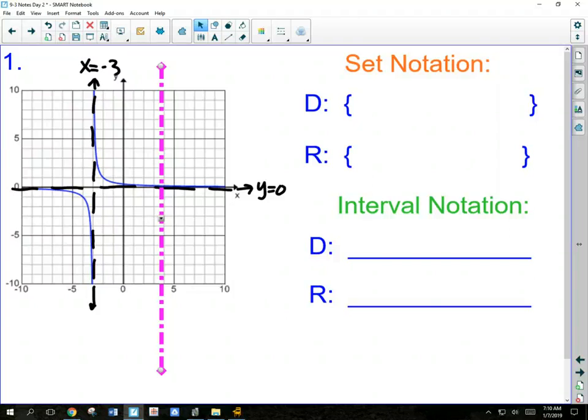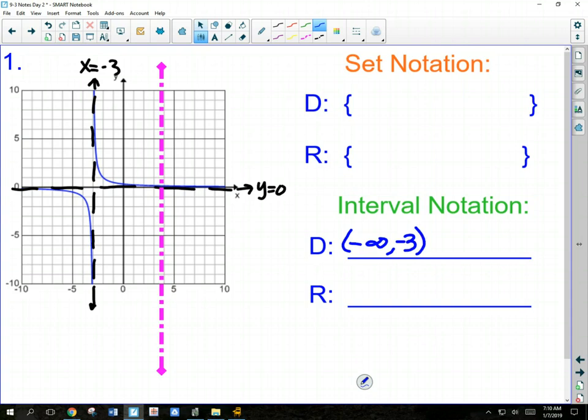There are a couple of different things you can do here. First of all, I'm going to do it in interval notation because I think that is easier for people. We went from -infinity, and then it didn't touch at -3, there's a gap there, and it picks up again from almost -3 to positive infinity. So there would be my domain.